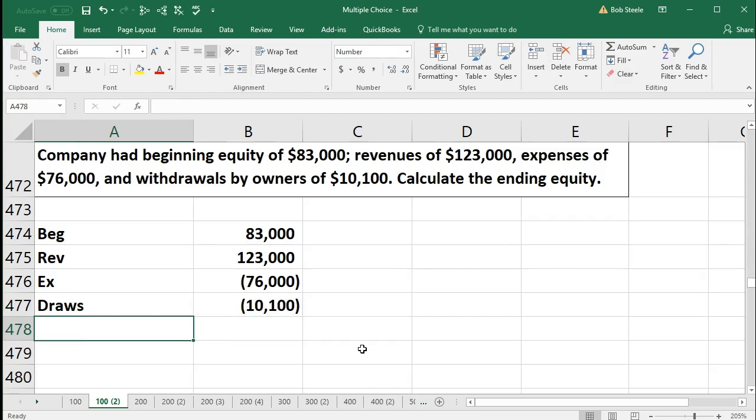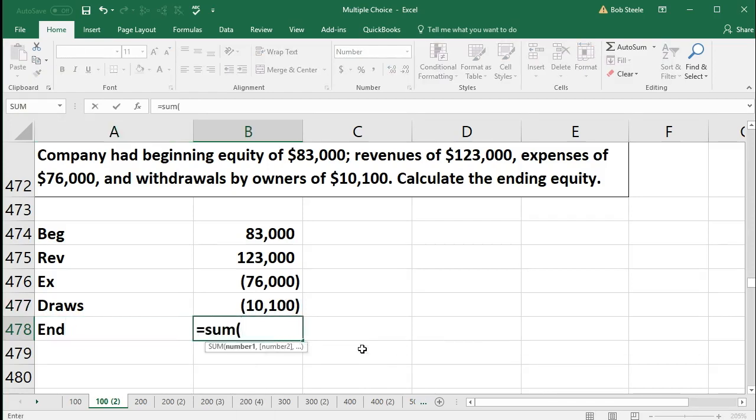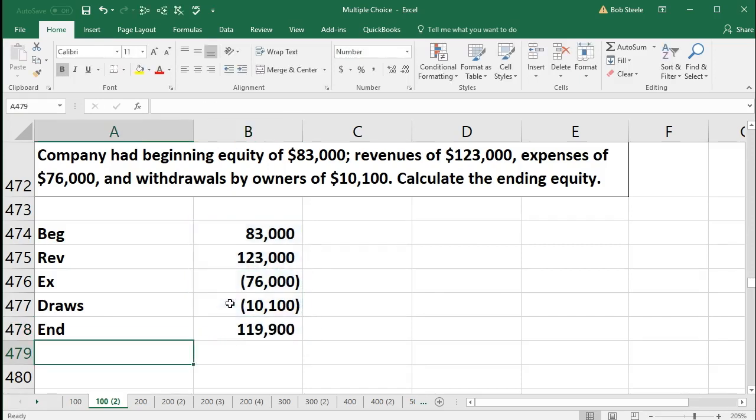Then the ending balance in equity would be the sum. Now I'm summing these up, meaning it's going to add the 83,000 plus the 123,000 minus the 76,000 minus the 10,100, that being the $119,900 here. So that's going to be the answer.